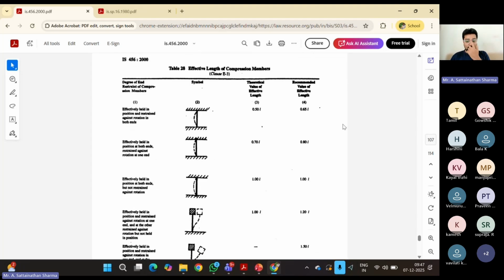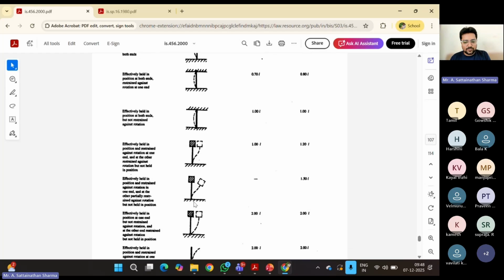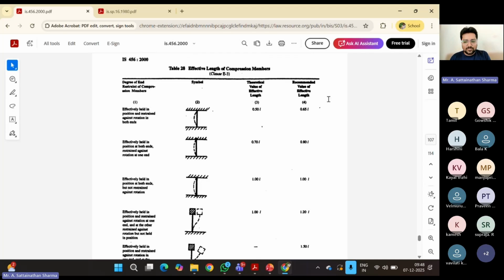Table number 28. Here you can see what is the effective length of the member. Say L is your normal length, then LE will be your effective length. Based upon the support condition, if both the supports are pinned, both the supports are fixed, or one end is fixed and the other end is free, you can take the recommended value for effective length here. The fourth column value we can take.